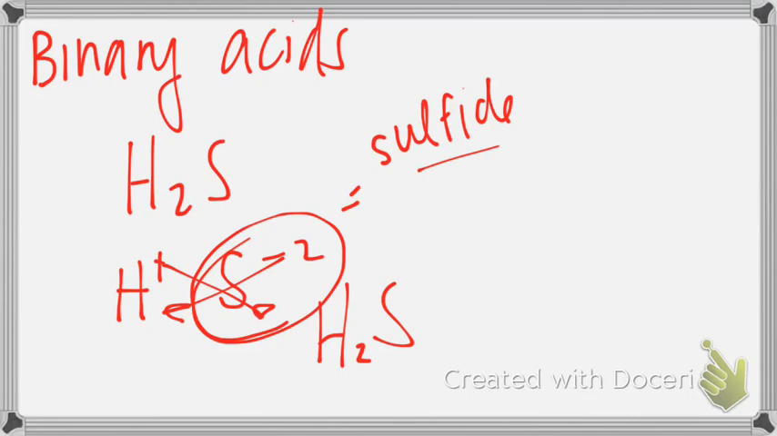Since I'm using sulfide, let's look at this. My anion ends in IDE. So the name of my acid becomes, you see right down here, IDE? Yeah. The name of my acid then becomes hydrosulfuric acid.